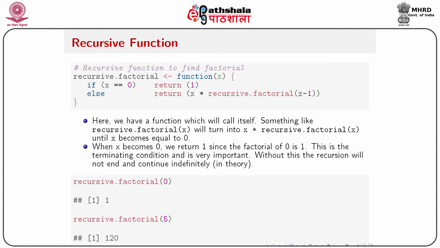Here we have a function which will call itself, and recursive dot factorial x will turn into x into recursive factorial x minus 1 until x becomes equal to 0. When x becomes 0, we return 1, since the factorial of 0 is 1. This is the terminating condition and is very important. Without this, the recursion will not end and will continue infinitely. You should remember. So if I just pass 0 within recursive dot factorial, it would be 1, and if you pass 5, it would be 120.